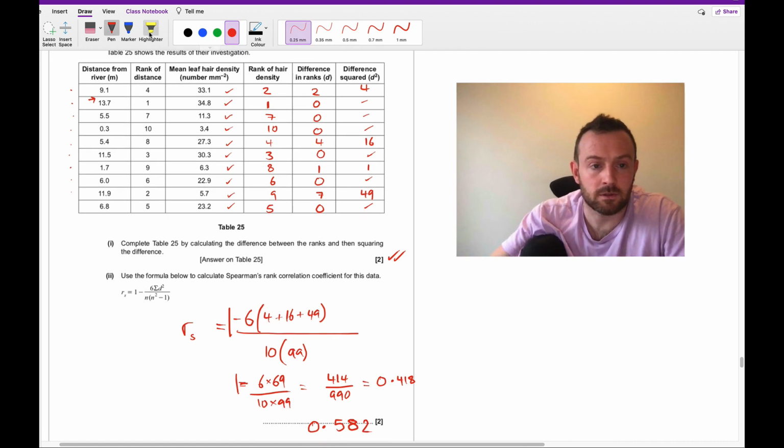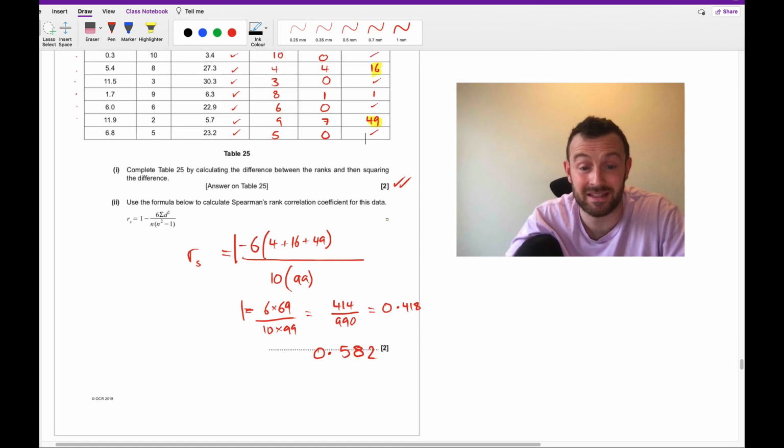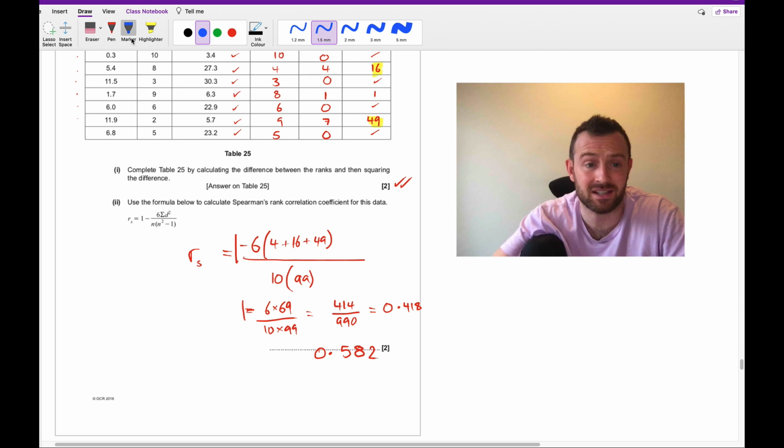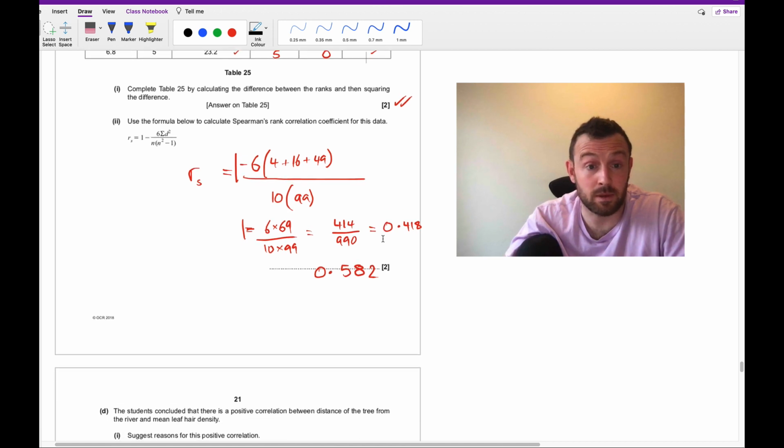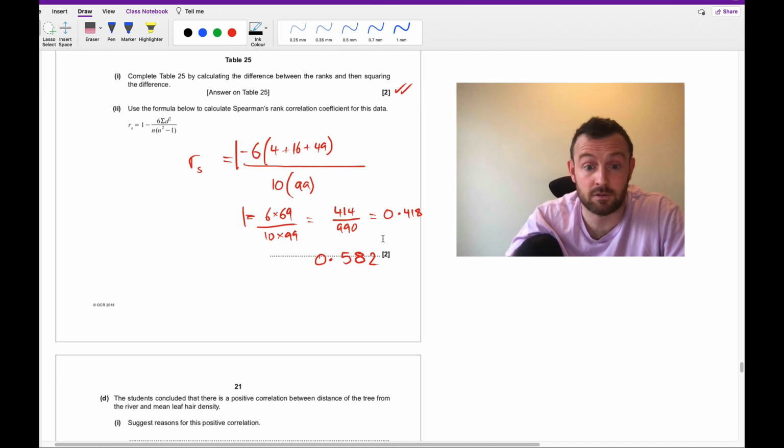There's another mistake in this paper. This is awful. I'm going to phone up OCR when they open on Monday and tell them they need to sort their marking out, because that is equal to 69, not 70. And in their mark scheme, they've totaled it up to 70. So that's yet another mistake in this paper. Who knows how many thousand people got marked incorrectly across the country because of that.